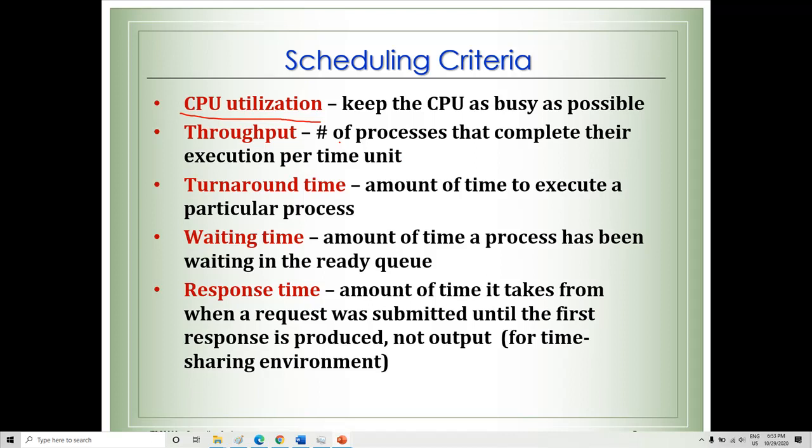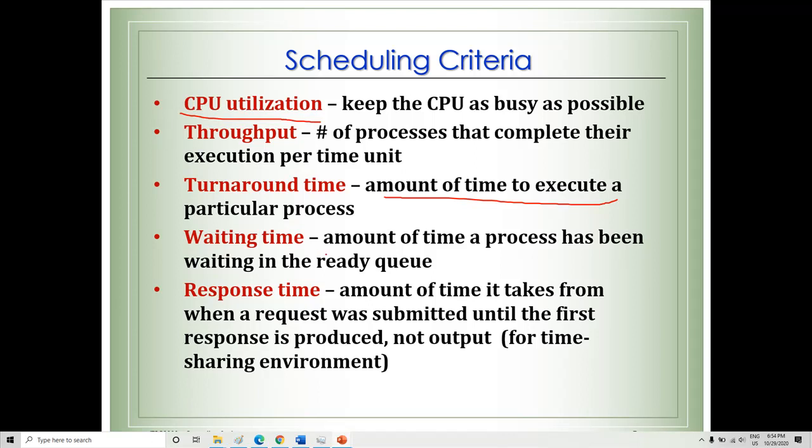Throughput means the number of processes that complete execution per unit time. If there are many processes, the number of processes completing their task per unit time should be more. Turnaround time means how much time a process spends in the system, the amount of time to execute a particular process. It should be less. The turnaround time should be less, throughput should be more, CPU utilization should be more.